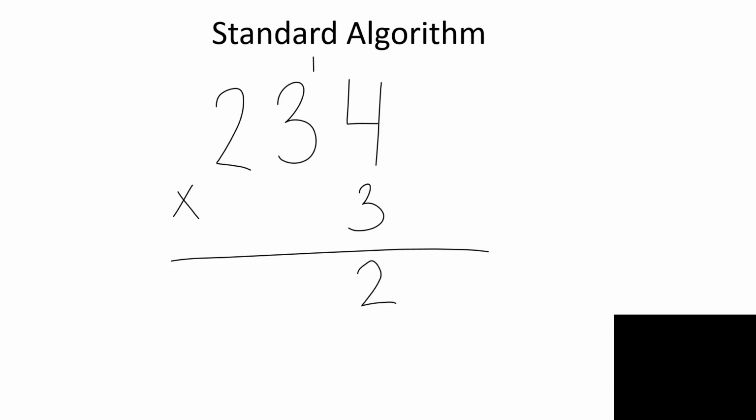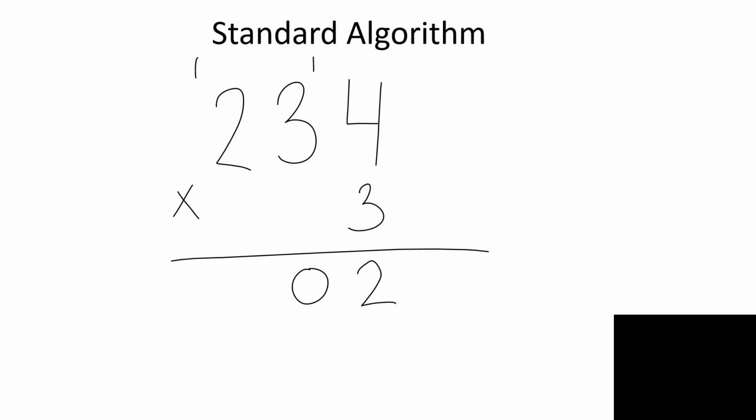So basically all we do is we take our 3 times our 4, which is 12. We write our 2 ones down here and we carry our 1 ten over to our tens place. Okay, then we take our 3 times our 3 tens, which gives us 9 tens, but we add our 1 ten, which gives us 10 tens. So we drop down our 0, and we carry those 10 tens over to our hundreds place.